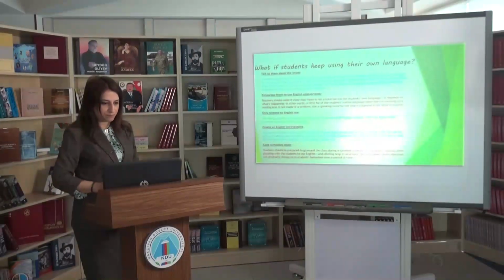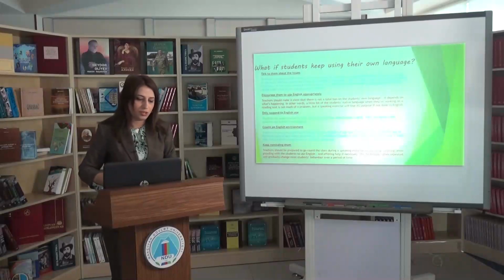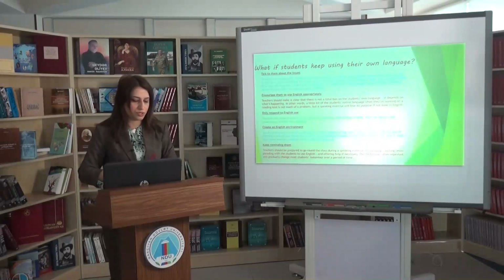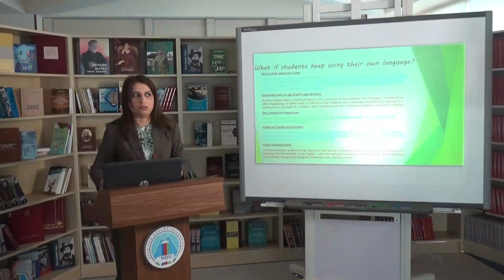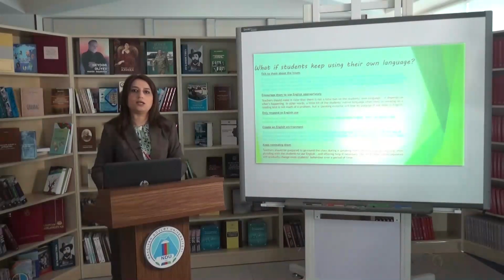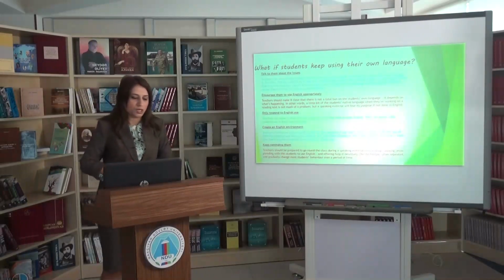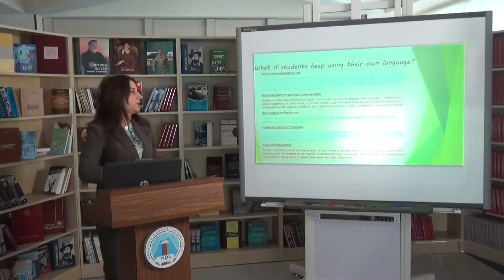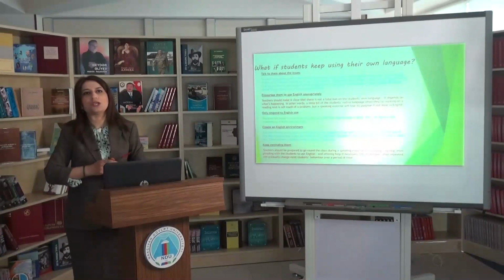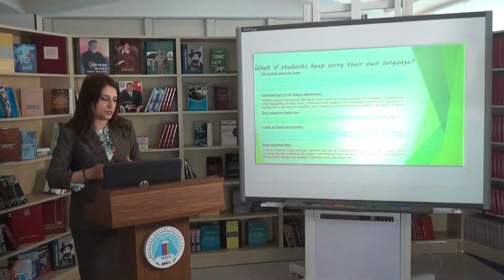Our next problem: what if students keep using their own languages? What can we do? When a teacher enters the classroom and there is a lot of usage of language one, it's very problematic, because if we want students to activate their English, they won't be helped if they speak a different language. We mean the native language, language number 1, instead of English.